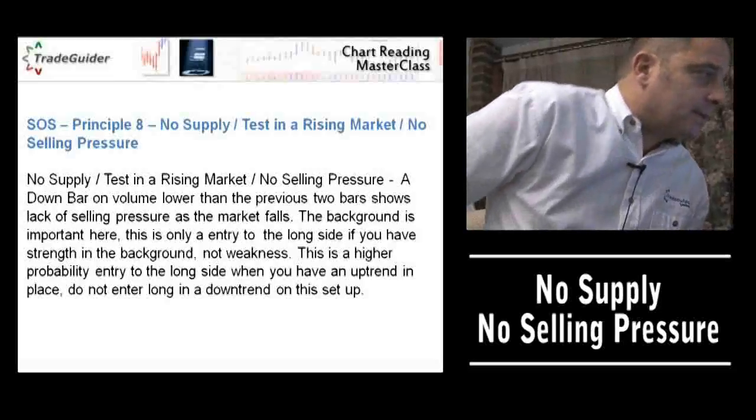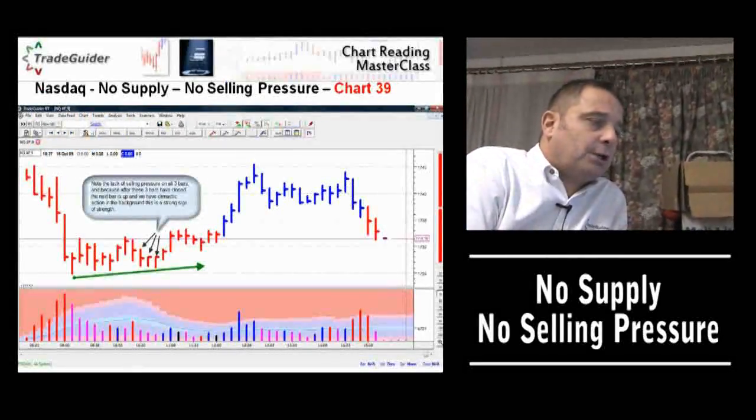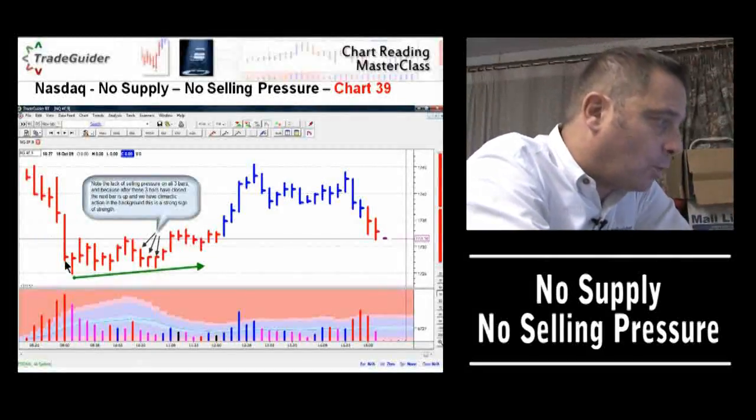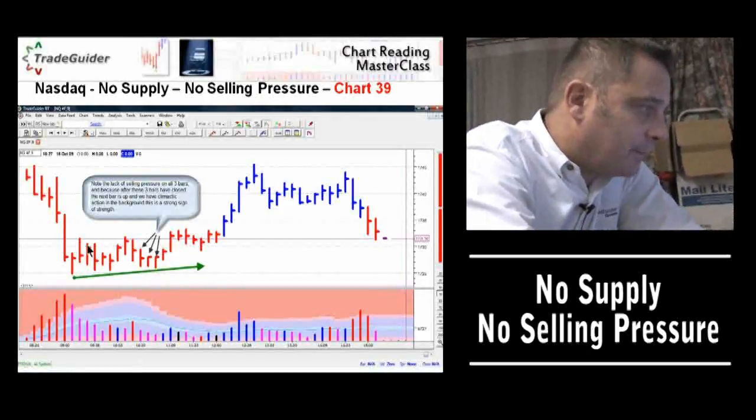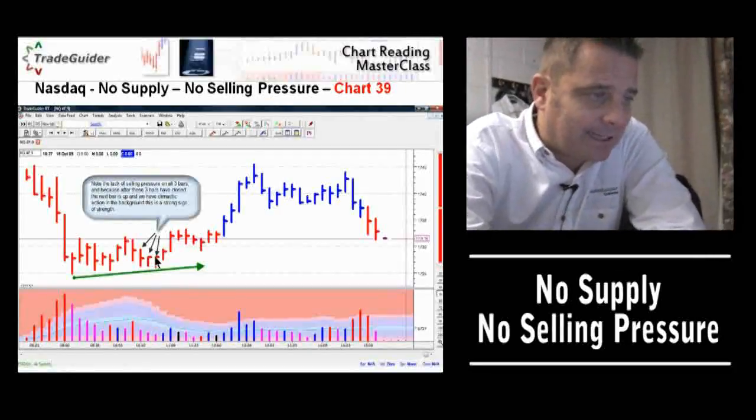Okay, no supply, NASDAQ. Now I'm going to get to the trade that I took in New York. But here is a very clear example again: widespread down, level bar, closes level. The market churns, it comes back down. These three bars here are key.